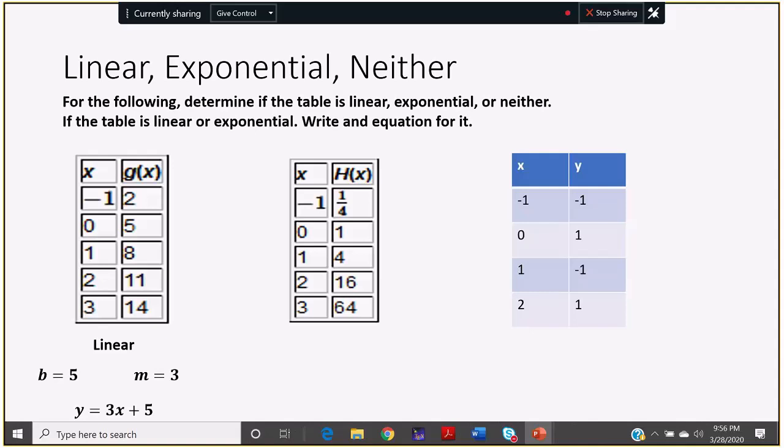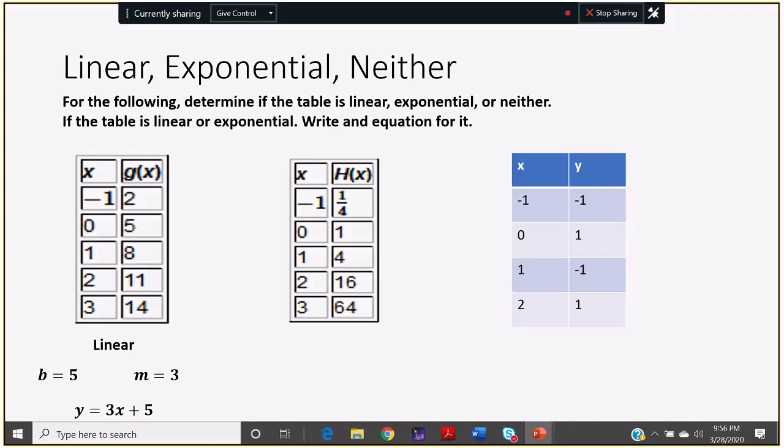Now for the next table, try to look for a pattern. Let's see, okay, we're multiplying everything by 4. So 1/4 times 4 is 1, 1 times 4 is 4, 4 times 4 is 16, and then the last one's kind of hard to see, but 4 times 16 is 64. So that's what an exponential model looks like. Instead of adding something to each term, you are multiplying or potentially dividing every term by something.